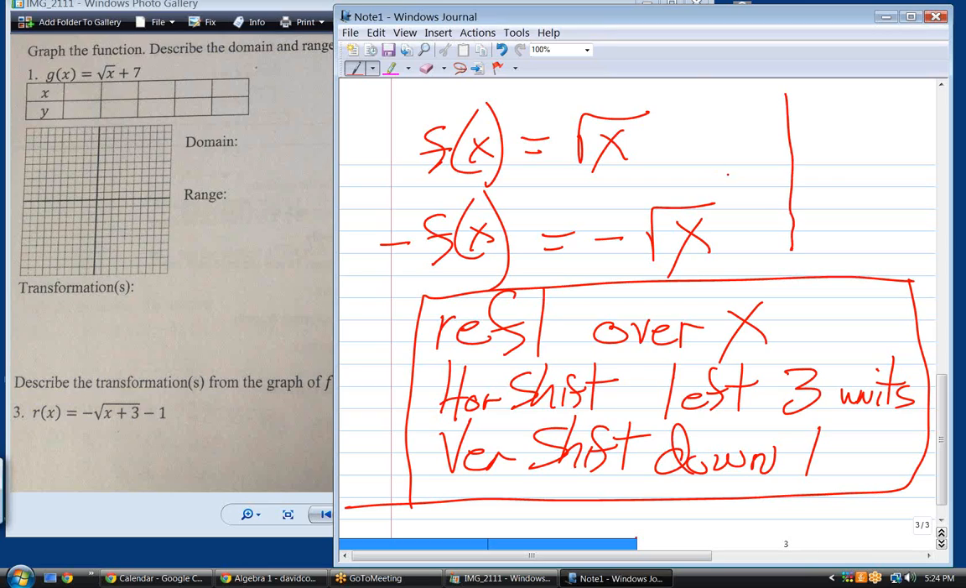So let's just graph this for the heck of it. The original function looks like that. First I'm going to reflect it. So that's the first step. Next, I'm going to move this dotted line 3 units to the left. That accounts for those 2 things. And finally, I'm going to move it down 1. Okay, so that's the final curve right there, after you've done all 3 transformations.